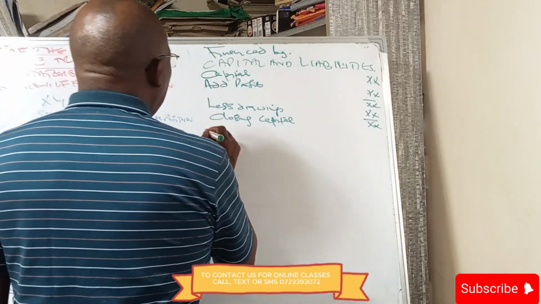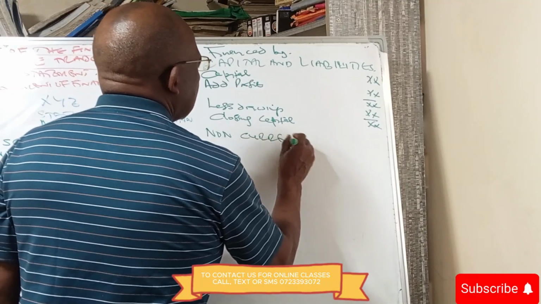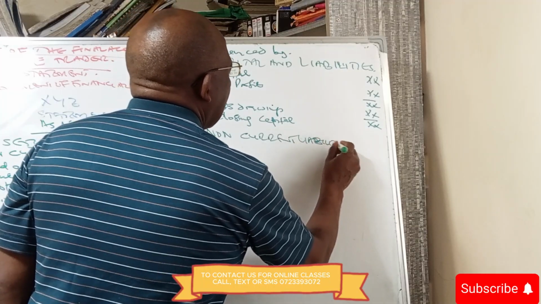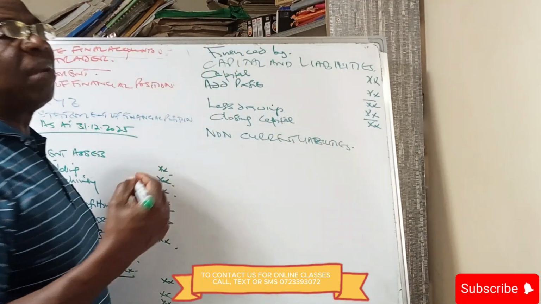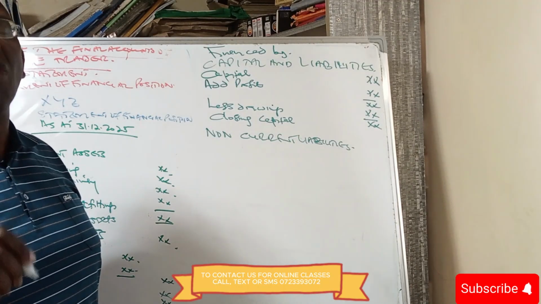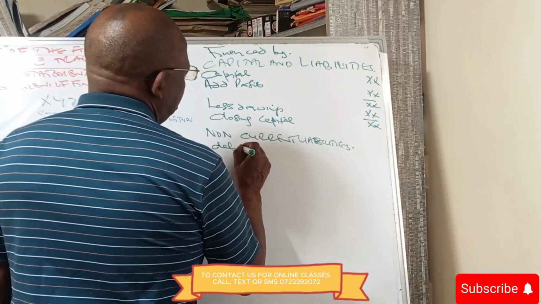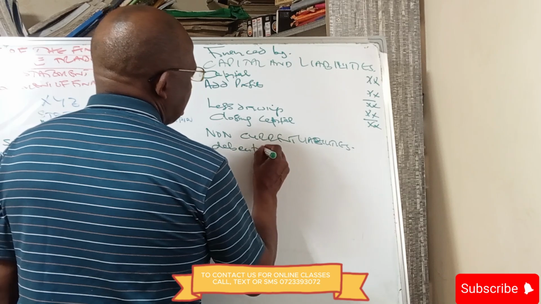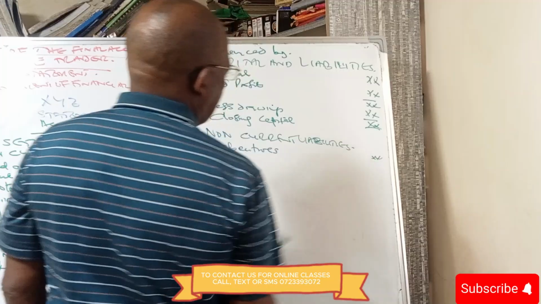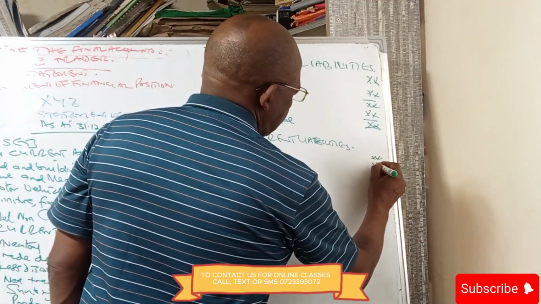And then we say non-current liabilities. These are long-term liabilities. These are liabilities which you expect to be paid within a period of more than 1 year. We could include things we call debentures. They could include loans.